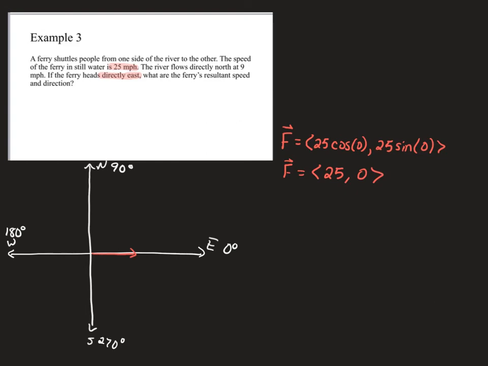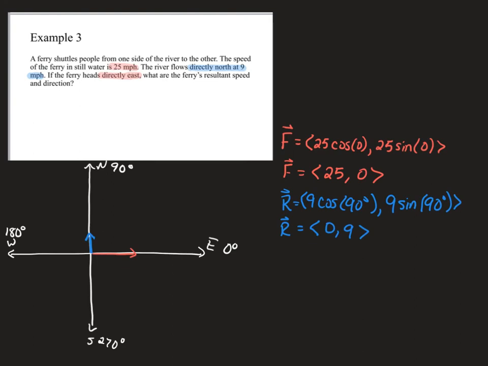Okay, now we have a river, and the river also has motion involved. The river is flowing directly north at 9 miles per hour. So I'm going to show this river as a vector in space as well, going directly north at 9 miles per hour. I'm also going to calculate this river vector.